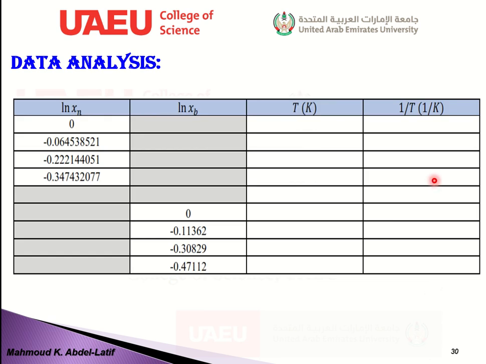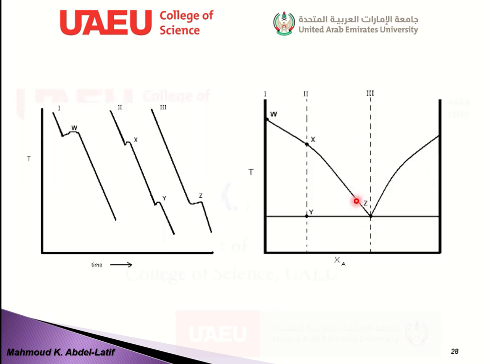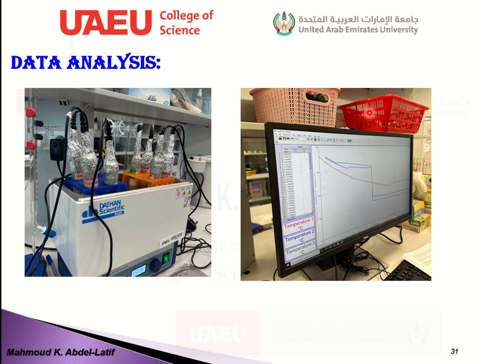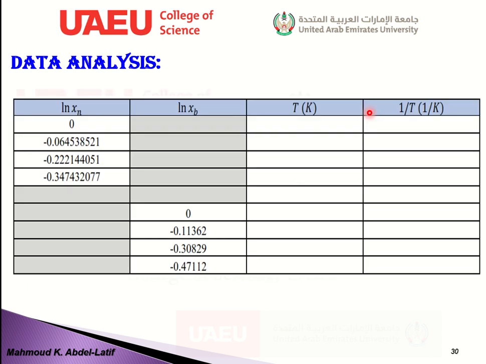Great. Once you get that one, you can create that figure. Then just plot ln x of naphthalene against 1 over T, where T is the melting temperature, the first diagram for naphthalene. Then plot ln x of biphenyl, these 4 values, against 1 over T, in order to get a straight line with negative slope. You can calculate the heat of fusion.